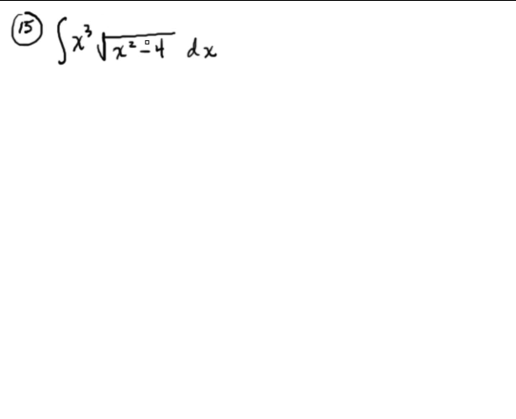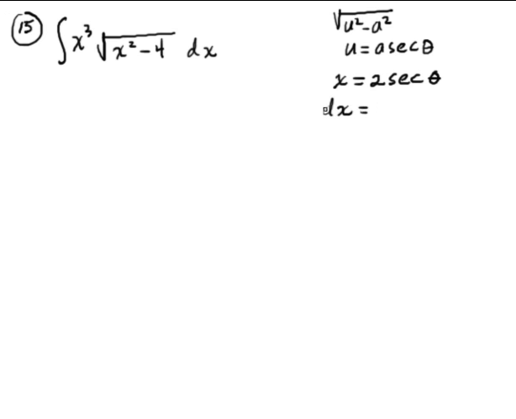Here's another integral that could use a trig substitution. Something that has a square root of u squared minus a squared, something of this form, could sometimes be solved with the trig substitution u equal a secant theta. So in our case, we have x is equal to 2 secant theta. Here, a squared is equal to 4. So dx is equal to 2 secant theta tangent theta d theta.